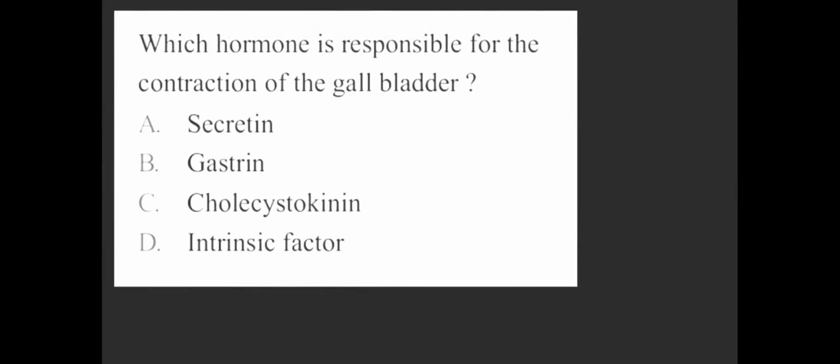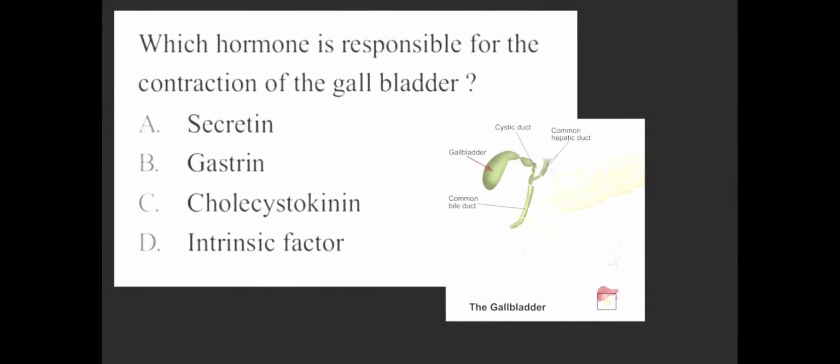Which hormone is responsible for the contraction of the gallbladder? A. Secretin. B. Gastrin. C. Cholecystokinin. D. Intrinsic factor. And the correct answer is C. Cholecystokinin. Cholecystokinin is released from mucosal endocrine cells in the proximal small intestine in response to a meal. It is classically known to stimulate the gallbladder contraction.